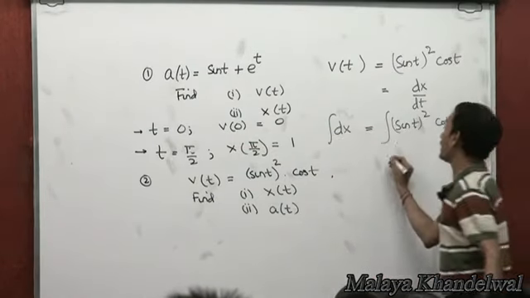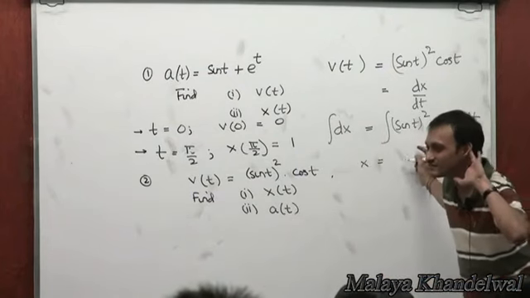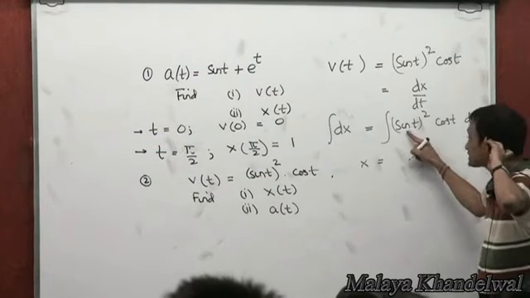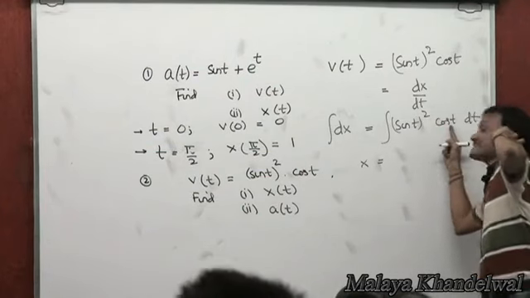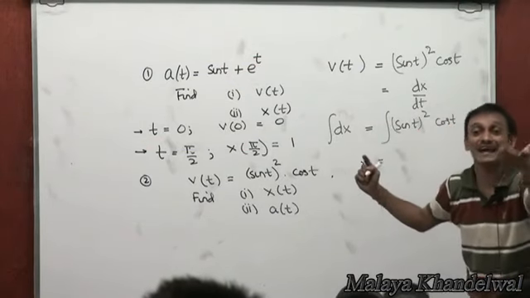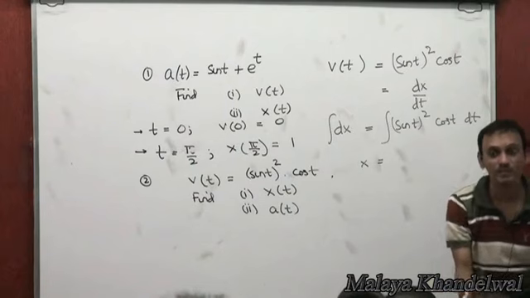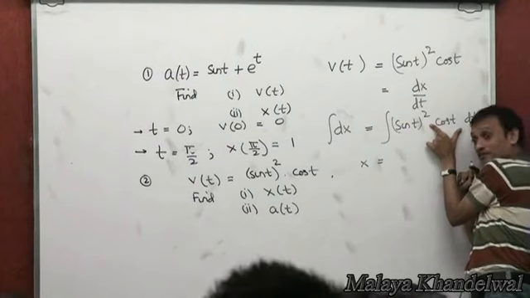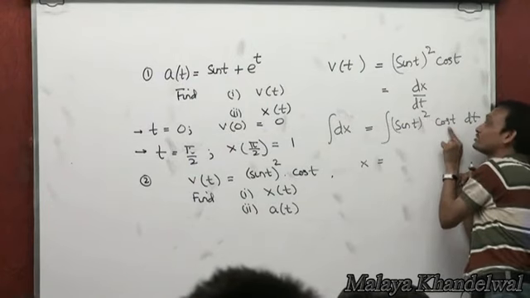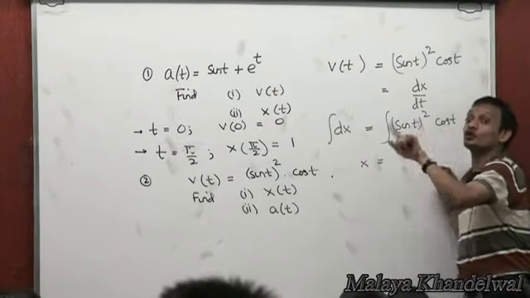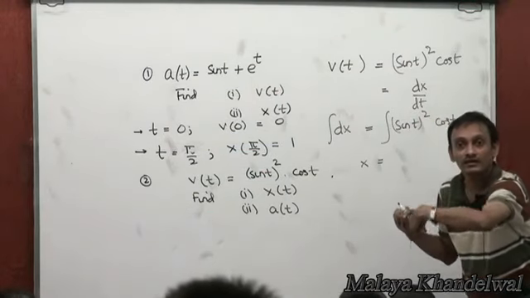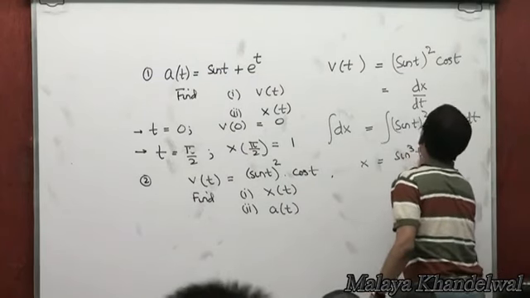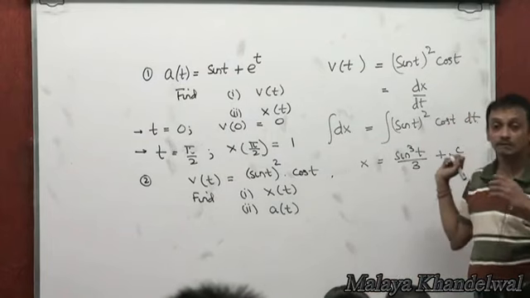Integral dx is going to be x. Now, what's this? Function raised to a certain power into the derivative of the function. Realize that? This is sin t raised to the power 2 and this is the derivative of that function, cos t. So that's going to be function to power n plus 1 divided by n plus 1. So this is sin cube t divided by 3 plus c.